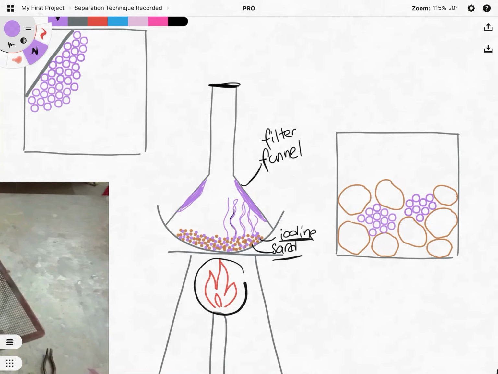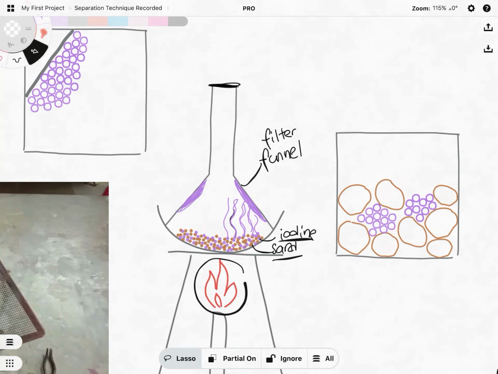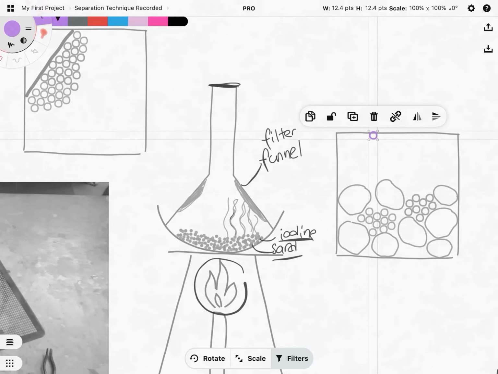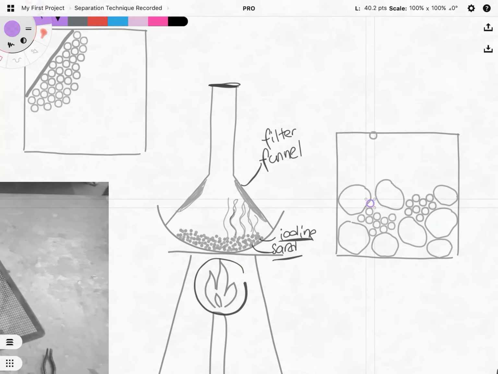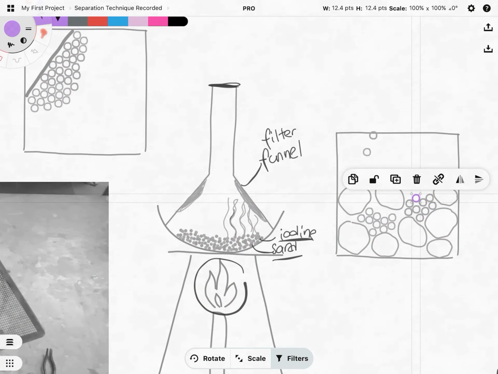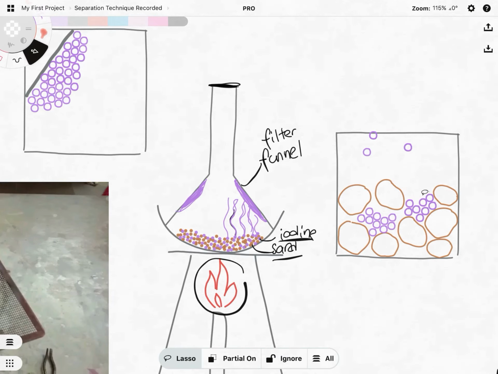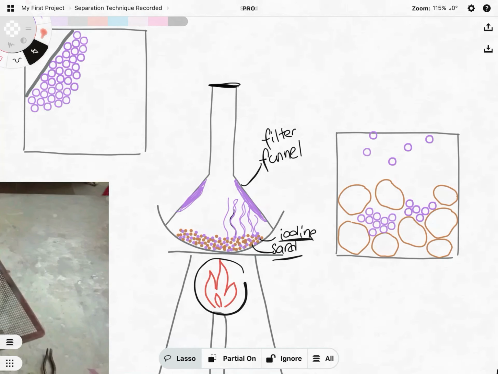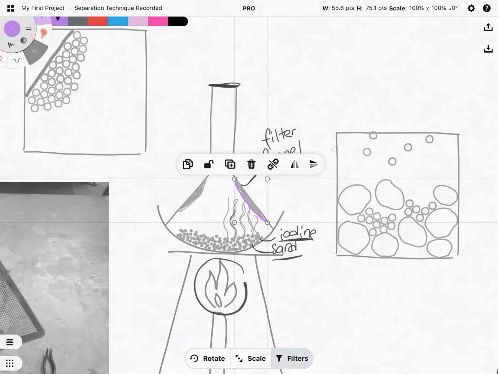So what's happening on a microscopic level? The iodine, as it's gaining more thermal energy, rather than turn into liquid state first, it immediately turns into gaseous state. That's what's happening. This is what we refer to as sublimation. As it goes into gaseous state, it rises up. This is what's happening over here.